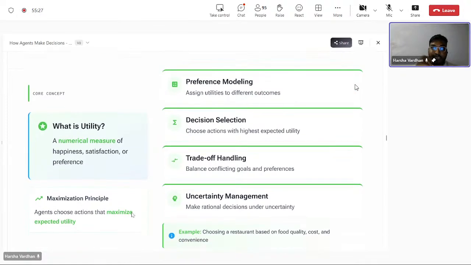And you have something called the maximization principle in these cases. Based on the utility, agents choose actions. Agents choose actions that maximize expected utility. So this is the principle that utility agents generally follow.